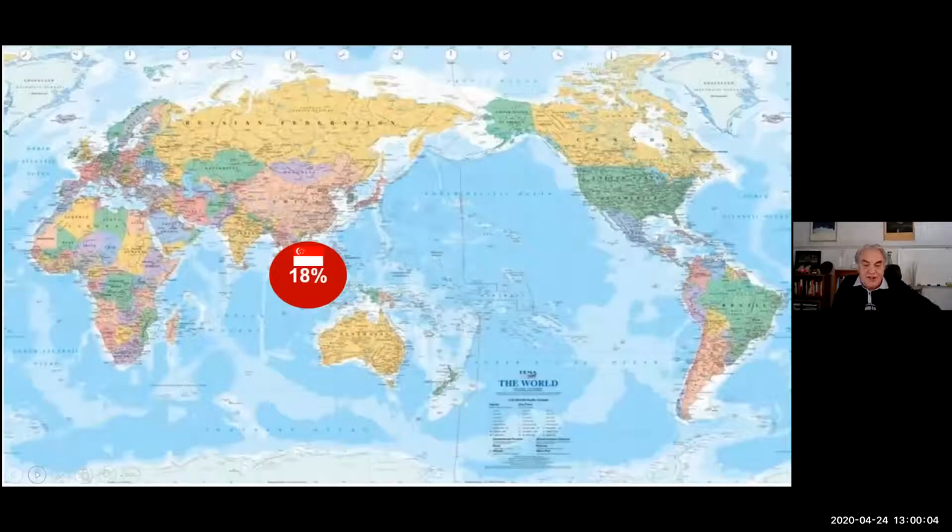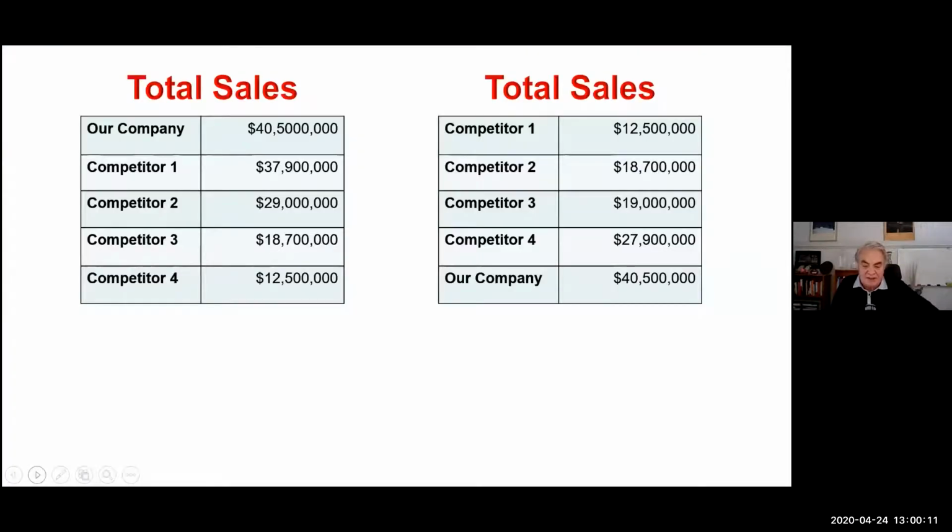Also need to think about the fact when they're reading from top to bottom, where do you want, if you want to be able to show your company's results compared to competitors. On the left-hand side, I'm putting your company's results first. On the right-hand side, I'm putting your company's results at the bottom.